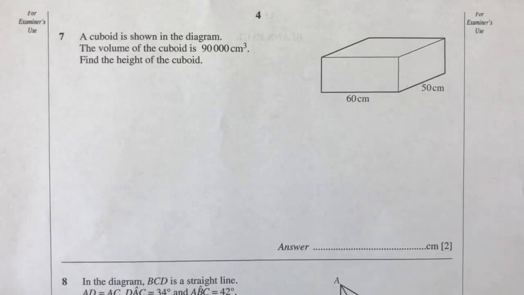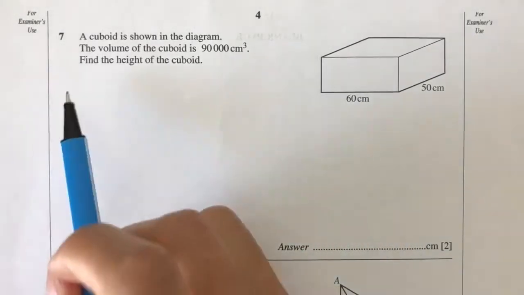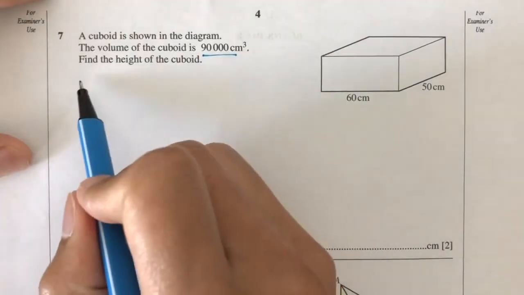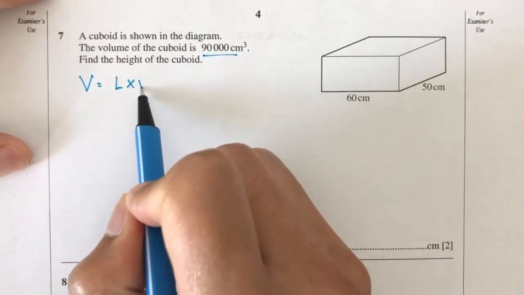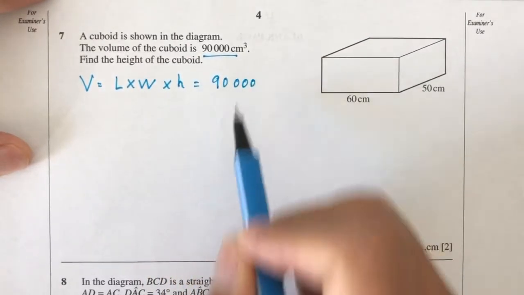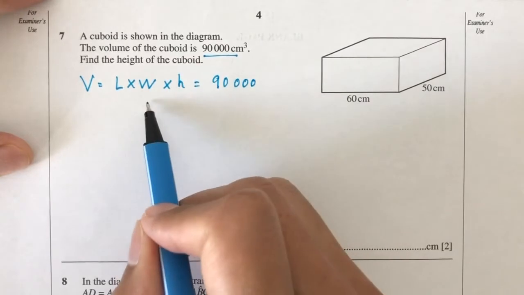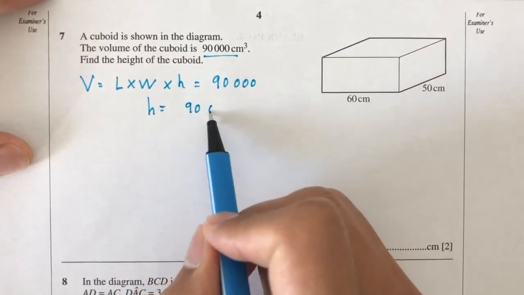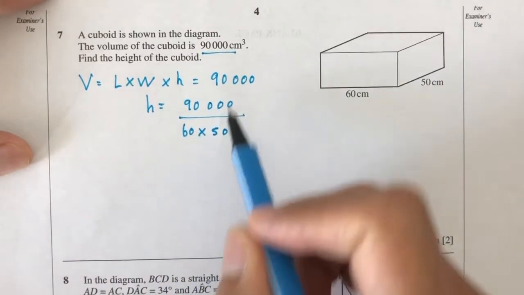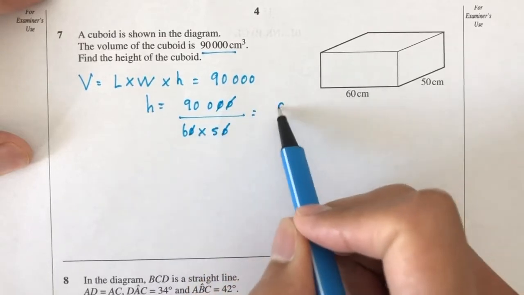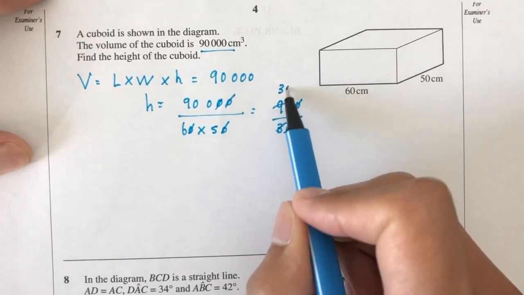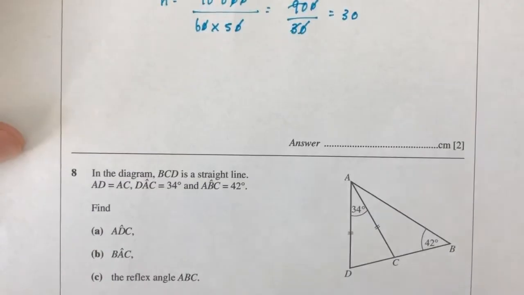Question number 7. So a cuboid is shown in the diagram. So we know the volume is equal to this much. Find the height. So how do you find volume of a cuboid? We know that volume equals length times width times height, which is equal to 90,000. We know the length and the width, we have to find the value of the height. So height will be 90,000 divided by length, which is 60, times width, which is 50. So simplify, that will be 900 divided by 6 times 5, which is 30. So the height is 30 centimeters.